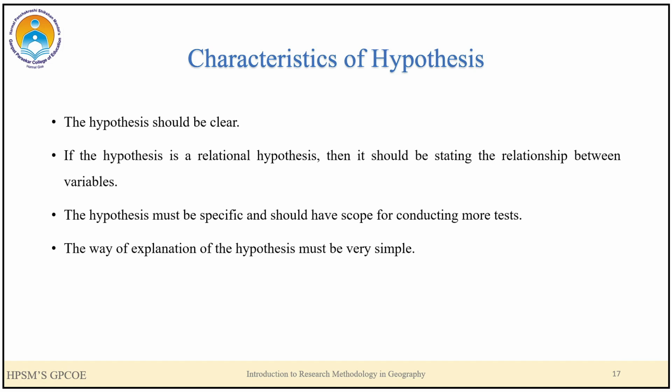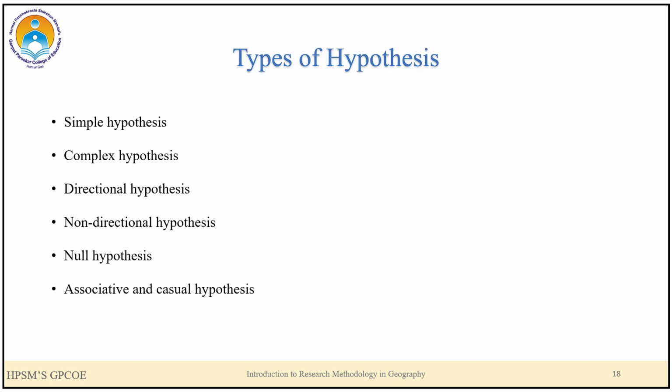Next, characteristics of the hypothesis. The hypothesis should be clear. If the hypothesis is a relational hypothesis, then it should be stating the relationship between the variables. The hypothesis must be specific and should have scope for conducting more tests. The way of explanation of a hypothesis must be very simple.